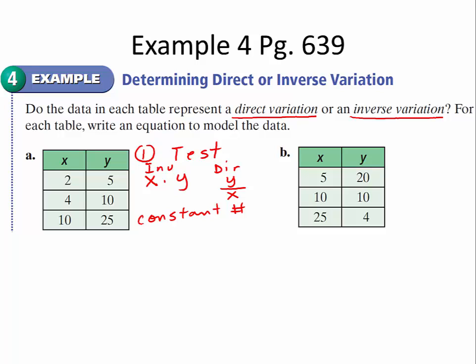So right here, I want you to try taking x times y throughout the whole table. Now when you do that, 2 times 5 is 10, 4 times 10 is 40. So you're going to notice right there, this one was 10, this one was 40. That's not constant. So it can't be an inverse. Already you have proven it's not inverse.